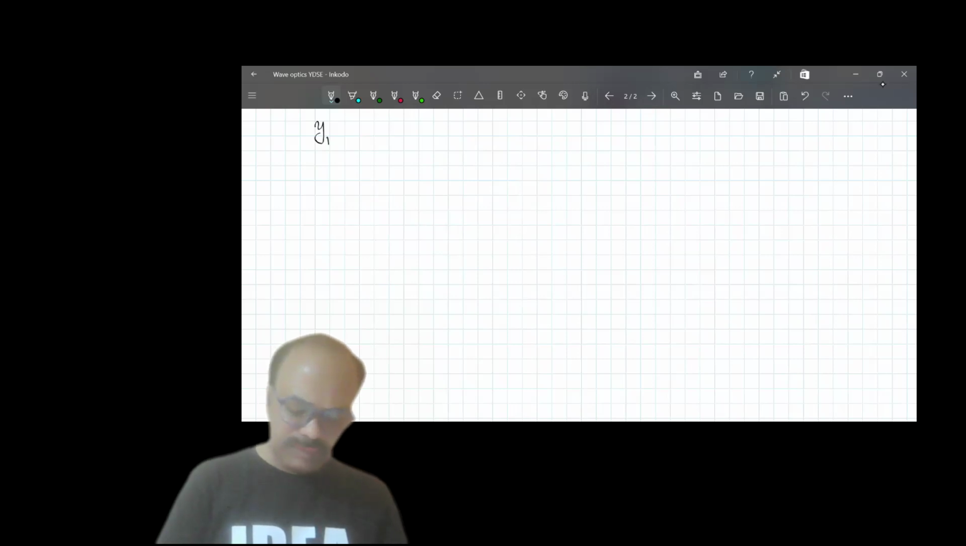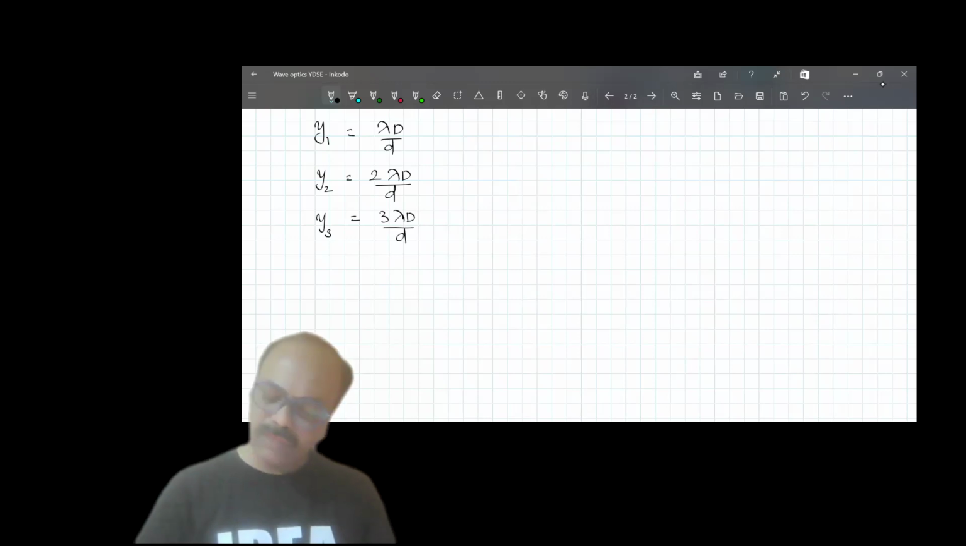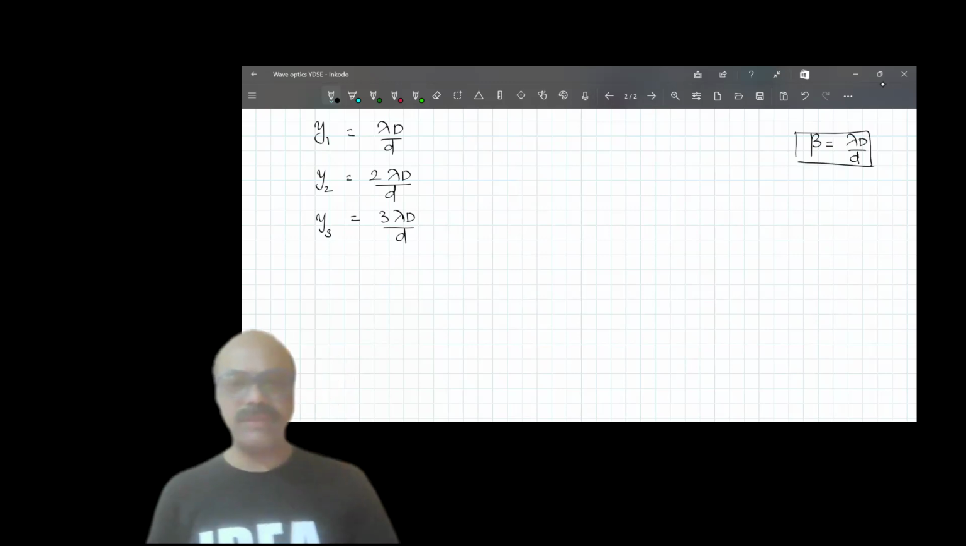So we have the first one equals lambda capital D by small d. Y2 equals 2 lambda capital D by small d. Y3 equals 3 lambda capital D by small d. Just now we derived beta equals lambda capital D by small d.